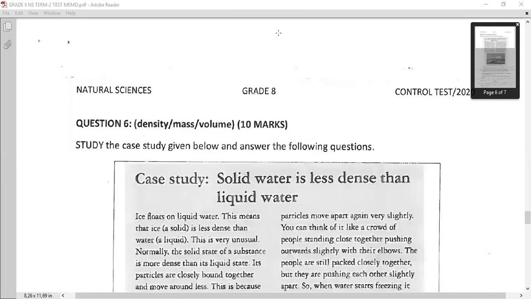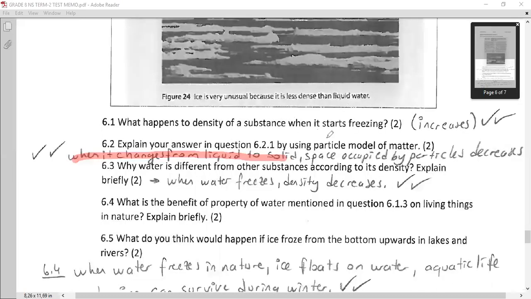6.2, when it changes from liquid to solid, so what happens is that it's freezing. That's not the answer. The answer is here: space occupied by particles decreases. The particles come closer. If you write, for example, the volume decreases, or the forces get stronger, or particles come closer to each other, anything similar to this, you get full marks.